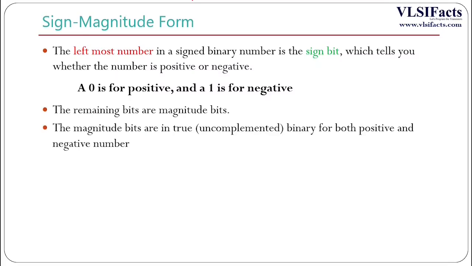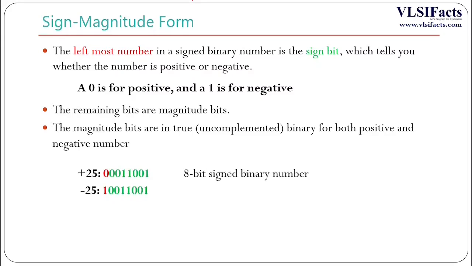Now, other than that sign bit, the remaining bits are magnitude bits. The magnitude bits are in true or uncomplemented binary for both positive and negative numbers. So, you should remember the magnitude bits will be the same for both positive as well as negative numbers if the number is represented in sign magnitude form. The only difference will be in the sign bit. Sign bit can be 0 or 1 depending upon whether the number is positive or negative.